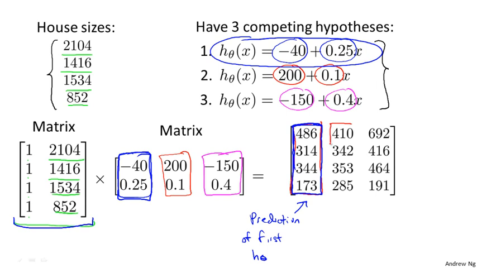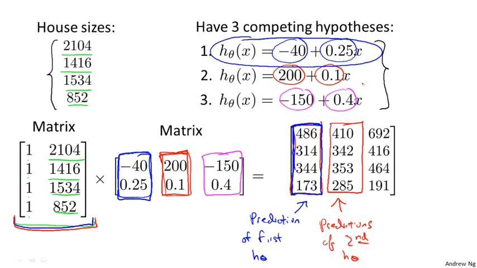And how about the second column? Well, how do you get the second column? The way you get the second column is, you take this matrix and you multiply it by this second column. And so the second column turns out to be the predictions of the second hypothesis up there. And similarly for the third column. I didn't step through all the details, but feel free to pause the video and check the math yourself and check that what I just claimed really is true.